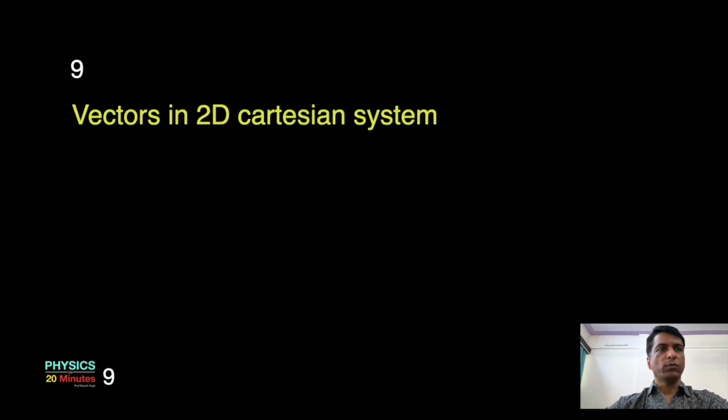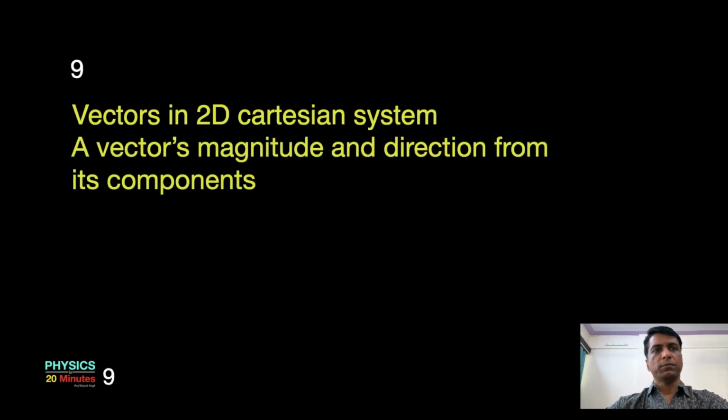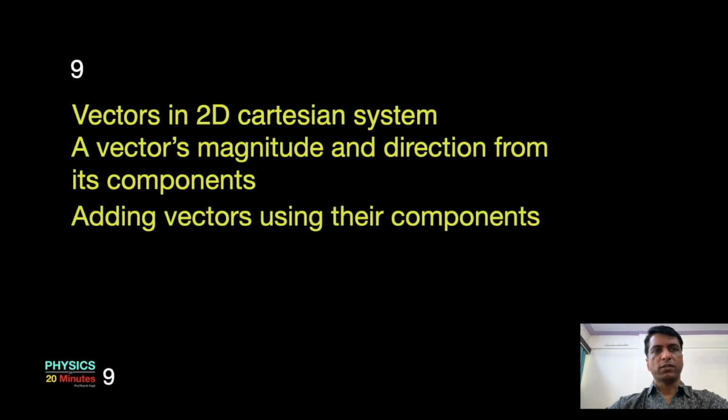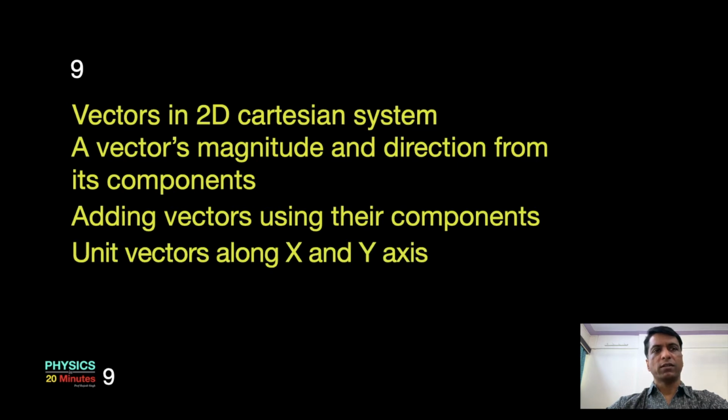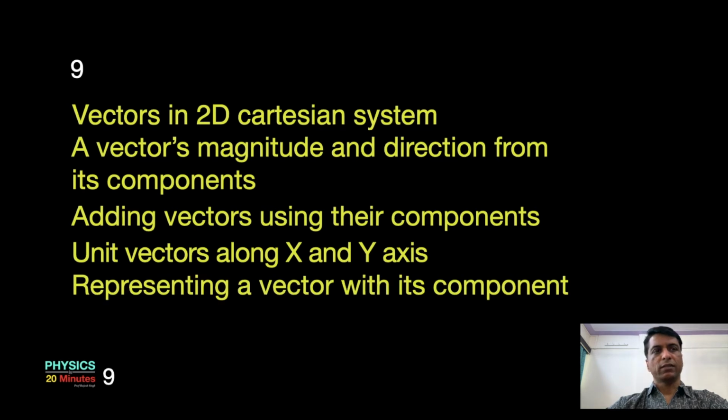In today's video we are going to learn about vectors in the 2D Cartesian system, a vector's magnitude and direction from its components, adding vectors using their components, unit vectors along the x and y axes, and representing a vector with its components. You might need to see videos number 7 and 8 in order to understand the concepts in this video.